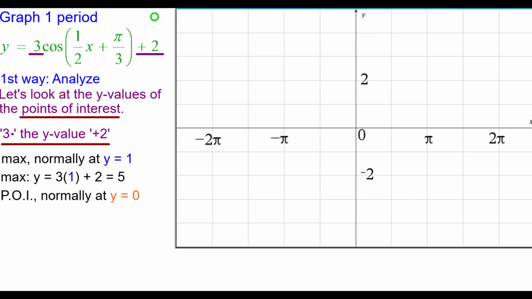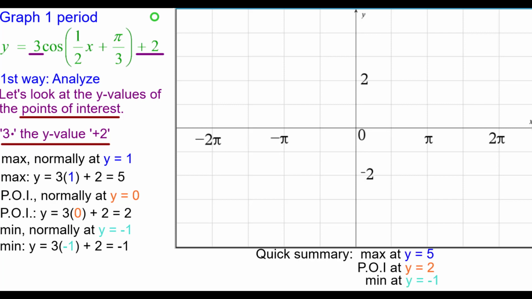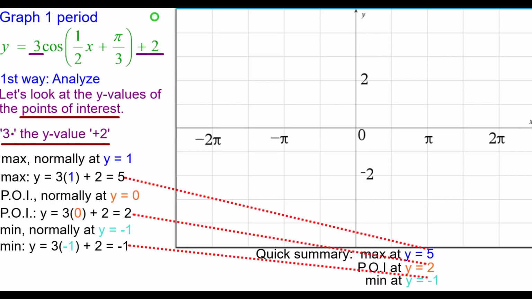Points of inflection are normally along the line y equals 0. But again, we multiply 3 times that 0 and add 2, and we get y equals 2. The minimum value is normally at y equals -1. We multiply that by 3, -3, add 2, and get -1. So the minimum still stays at y equals -1. Here's a quick summary over on the side below. Those are where the values came from.